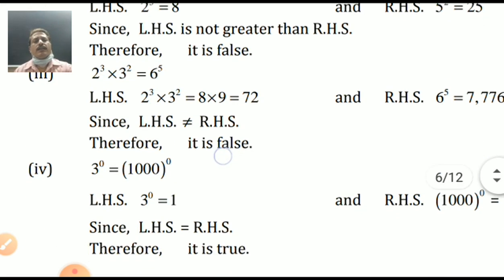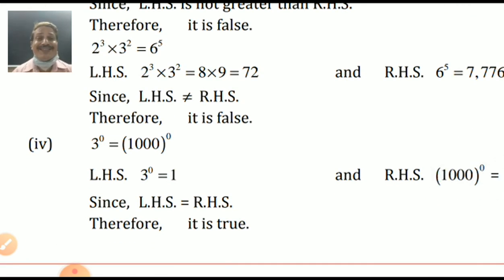No. 3 raised to 0 is equal to 1000 raised to 0. This is my favorite question of this one. कोई भी नंबर के ऊपर 0 आया तो 1. Left side 1, right side 1. So both are equal. Good.